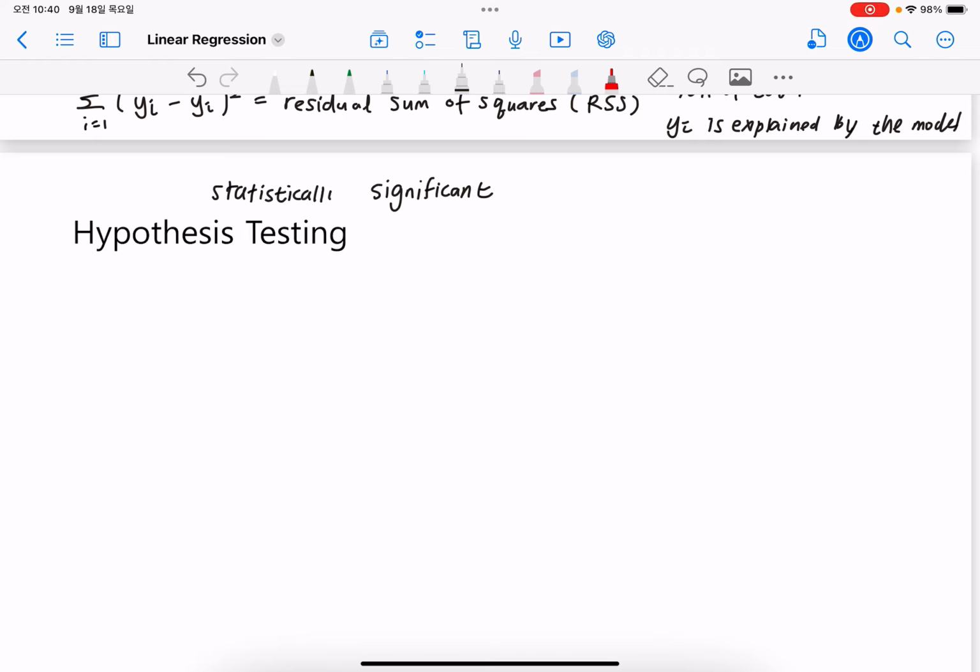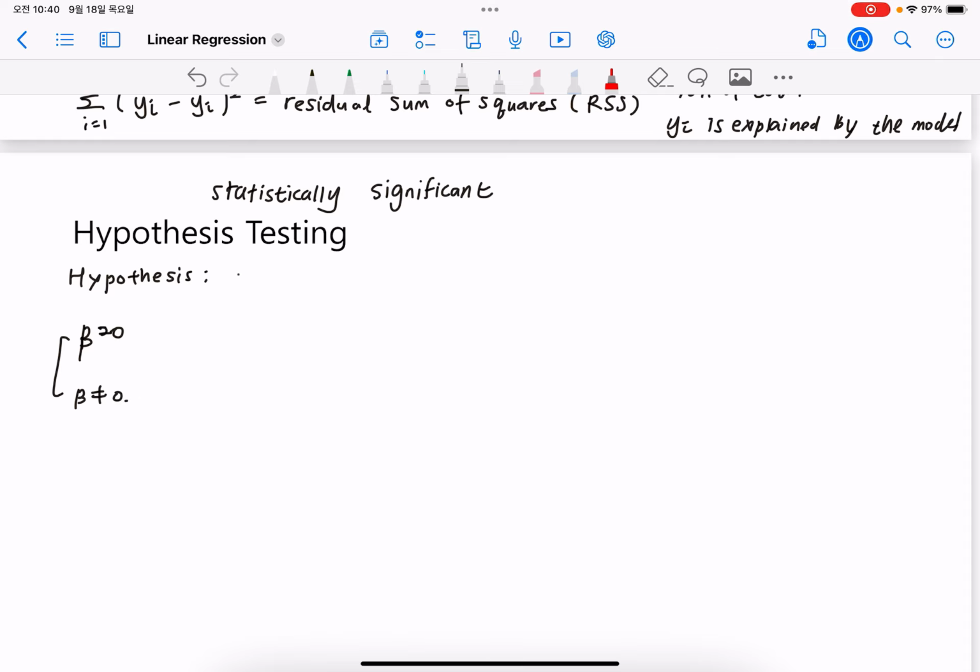Statistically significant. And for that, we do what's called hypothesis testing. A hypothesis is just like guessing whether the beta, the slope, has any relationship. If the beta is equal to 0, then we're guessing that there is no relationship. If beta is not equal to 0, there is a relationship between x and y, okay?